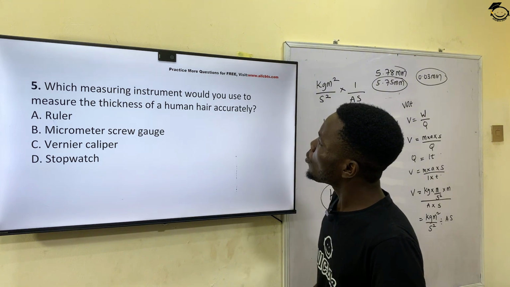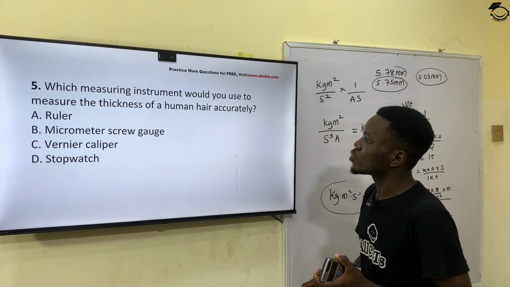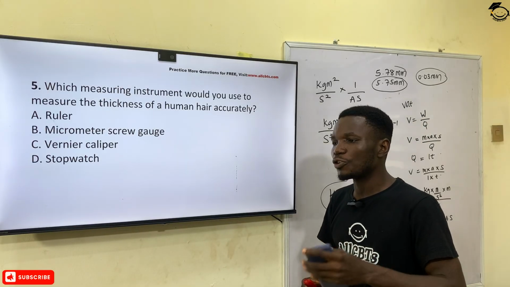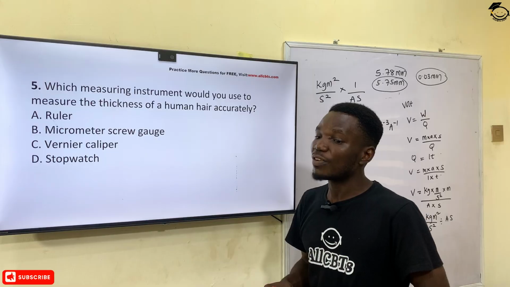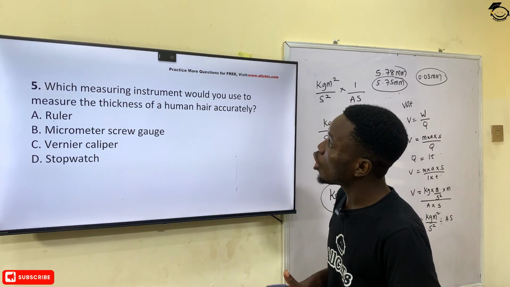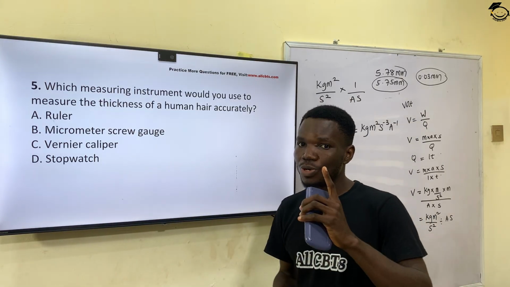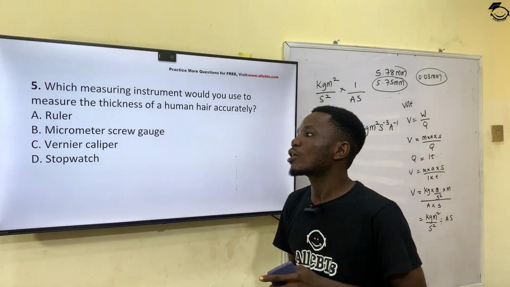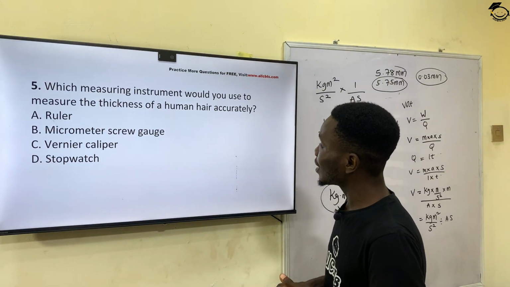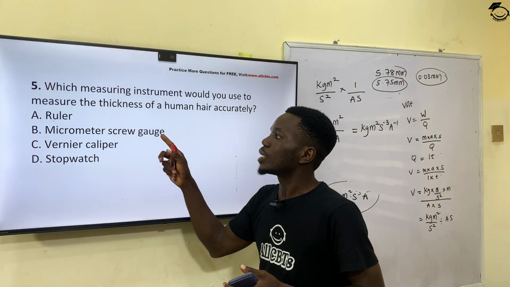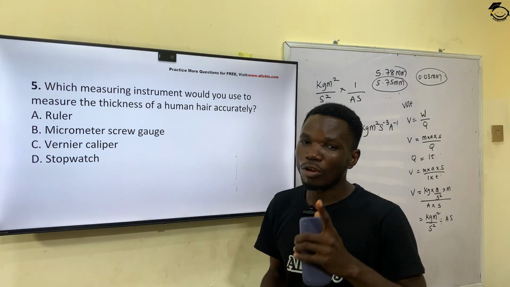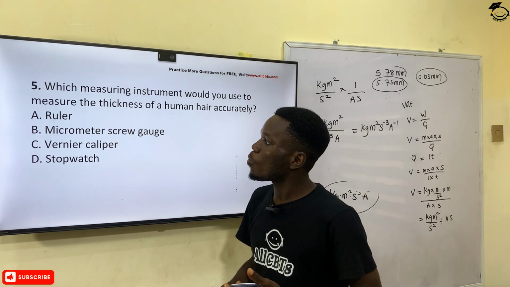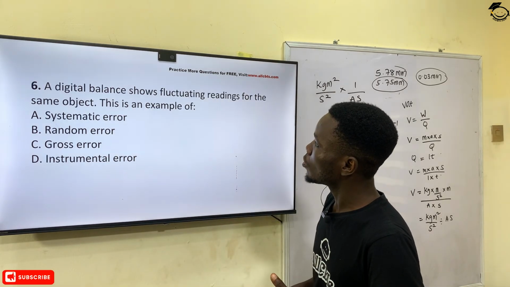It says, which measuring instrument would you use to measure the thickness of a human hair accurately? Now, in a video I did on this topic, I explained very vividly that if I want to measure the thickness of the human hair accurately with very minimum error, what I'll be using is the micrometer screw gauge. So the correct answer is option B, micrometer screw gauge. If you have not watched that video on that topic that I did earlier, please go back and watch it. Moving on to question number 6.